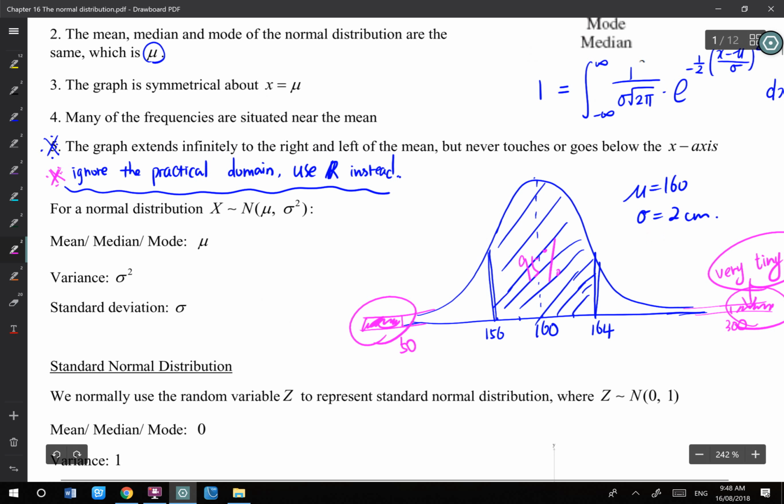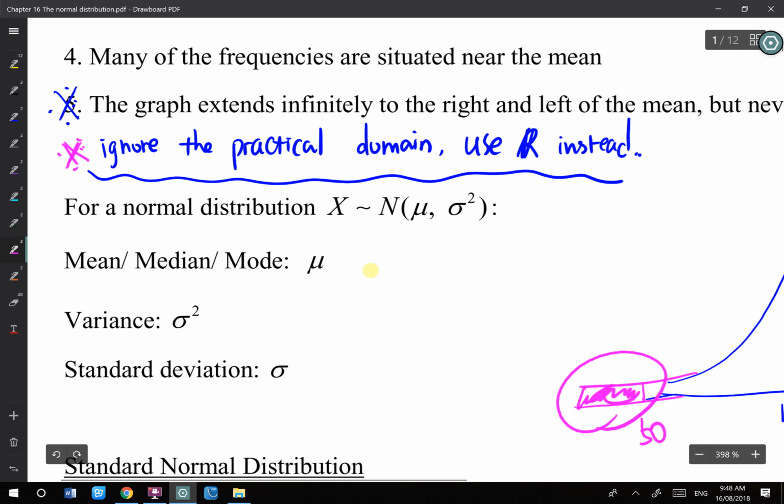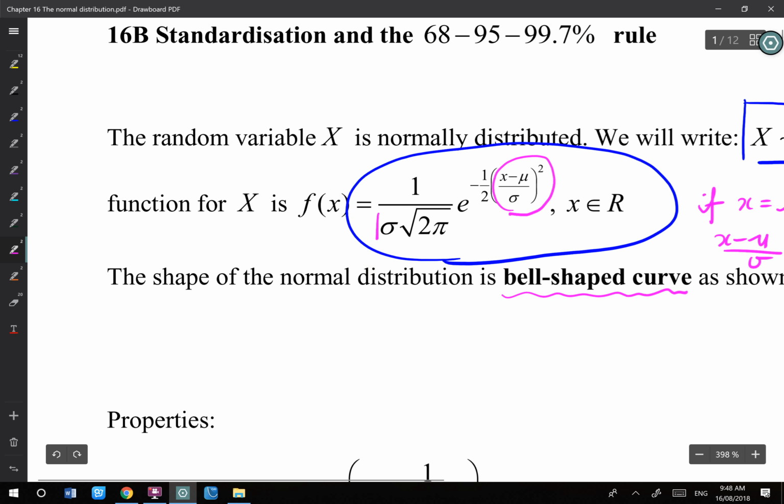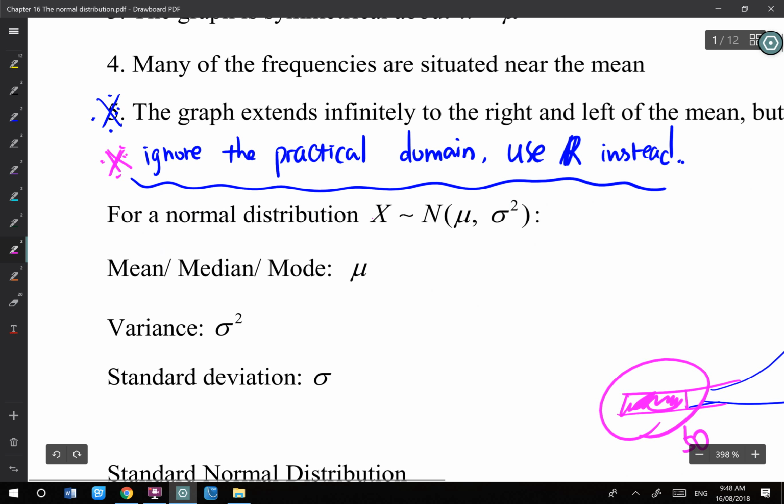Now we can say a really fantastic thing. For a normal distribution, x is normally distributed with mean mu, standard deviation sigma, then variance sigma squared. For such a distribution, I have the density function as indicated above. That's my density function. And I have mean, median, mode equal to mu. My variance is sigma squared and my standard deviation is sigma.